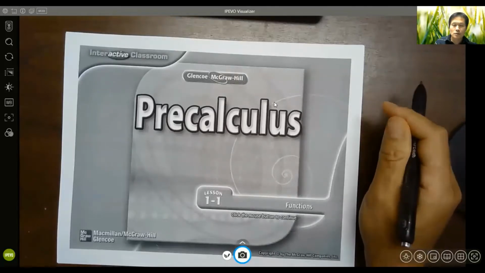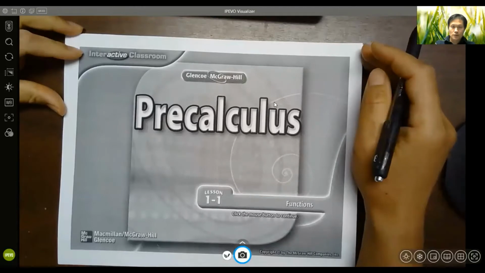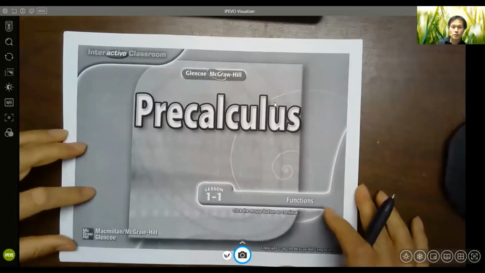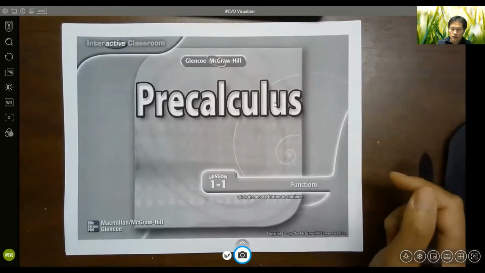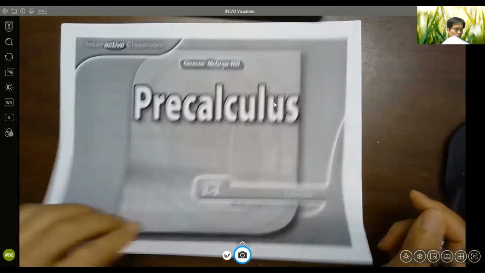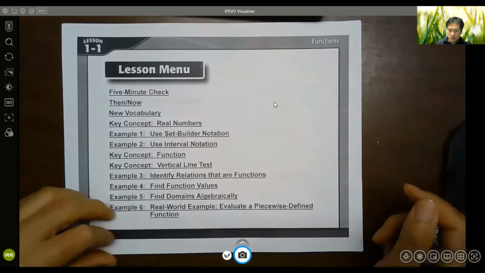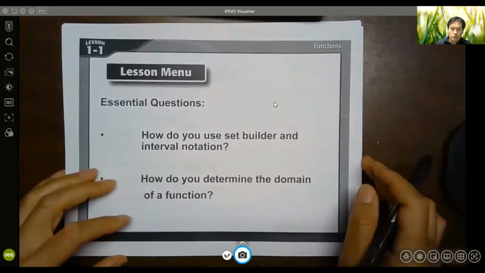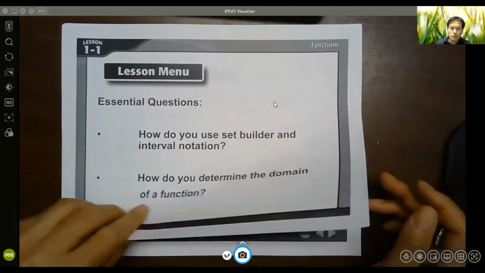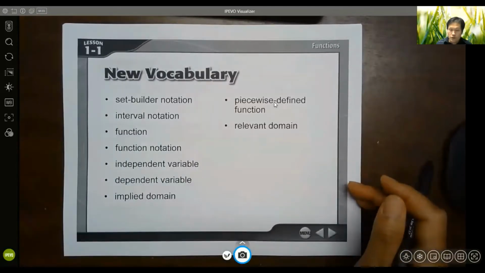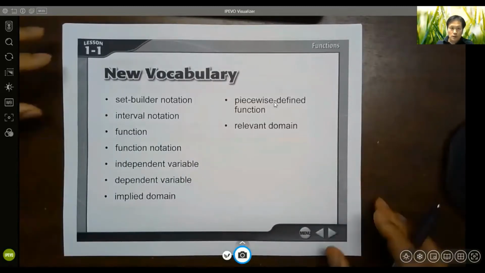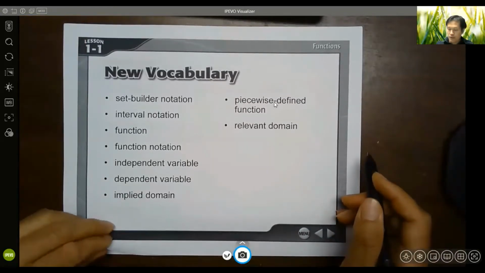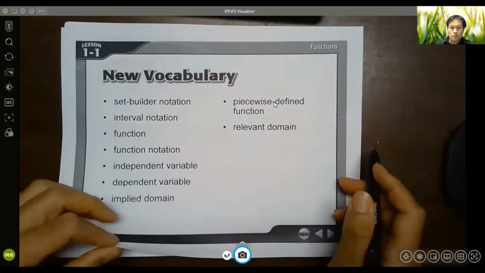Hi everyone. So this is our first lesson, Pre-Calculus 1.1, Functions. So you will learn about domain of function, interval notation, function, piecewise function.